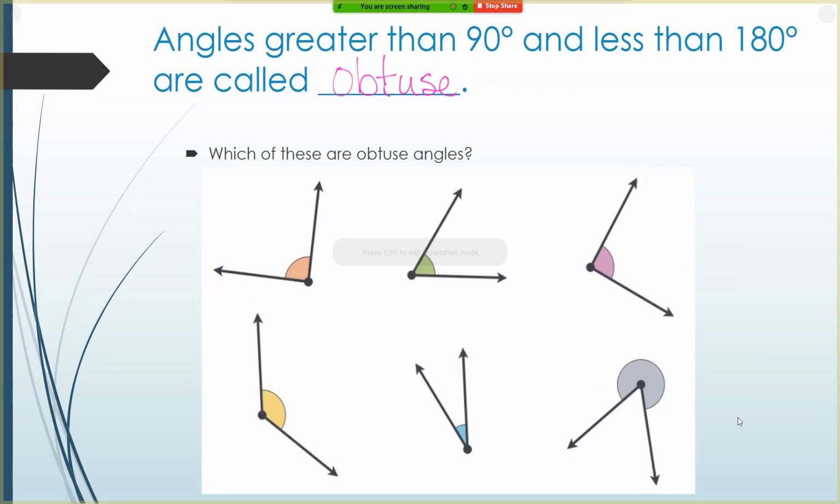That's a 90-degree angle. Why is this one not? We'll go all the way around. So it's got to be less than 180. So it can't be past the straight line. So this one goes all the way around, so it goes past the 180. So it has to be less than 180 to be called obtuse. But good. That was my trick.